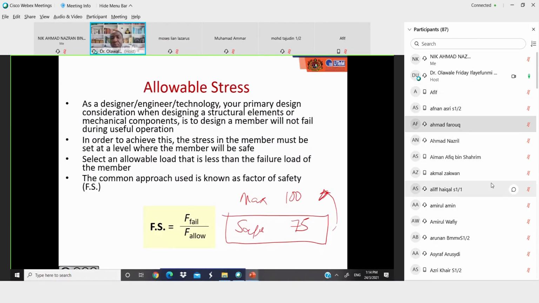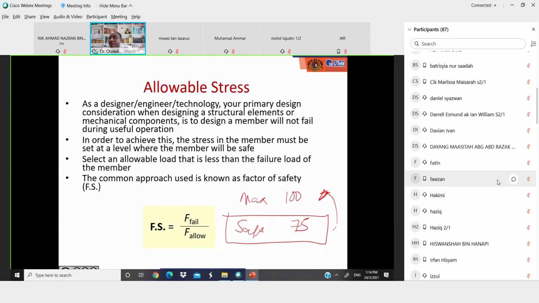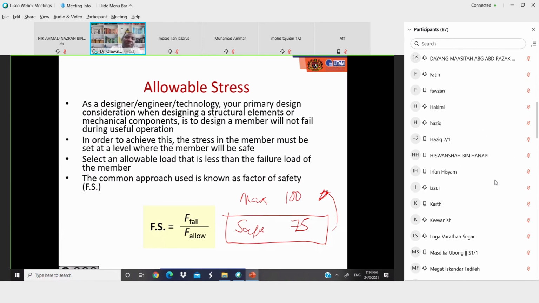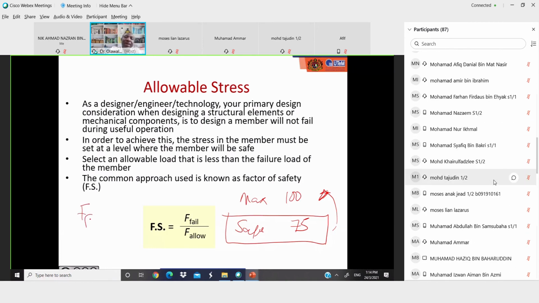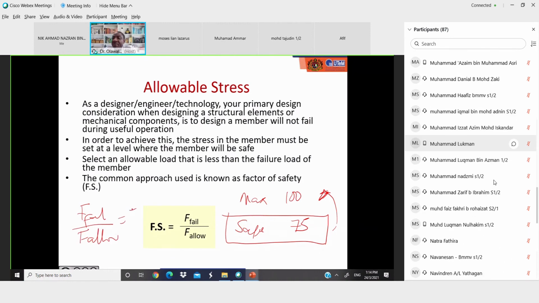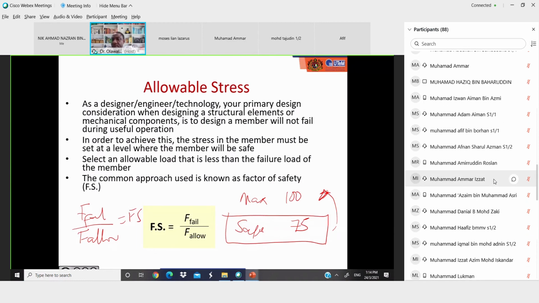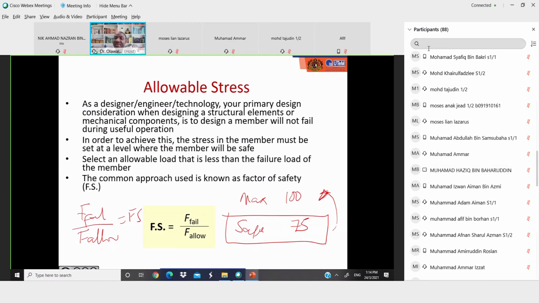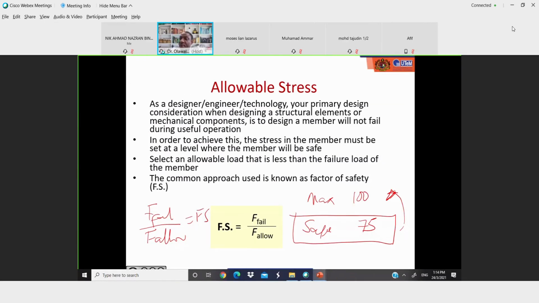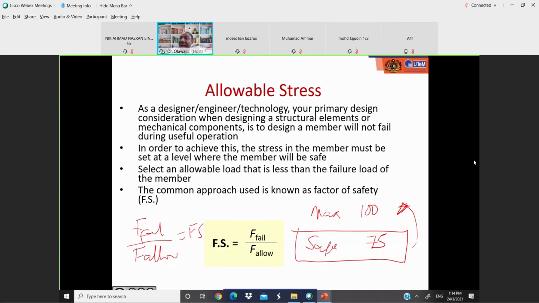The common approach to do this is what we call the factor of safety. Your factor of safety, Fs, is your F fail, which is the maximum, divided by your F allowed. So your factor of safety must always be greater than 1. If your factor of safety is less than 1, you are a bad engineer or bad technologist.